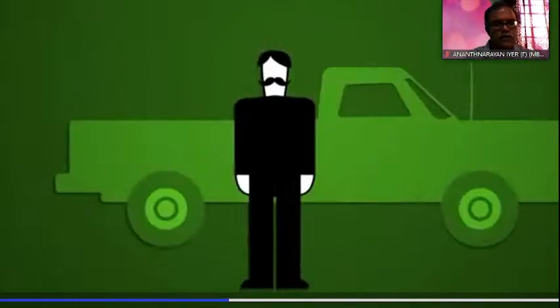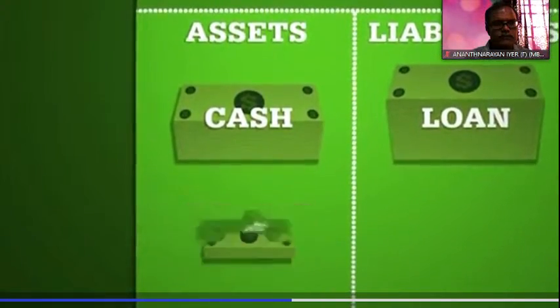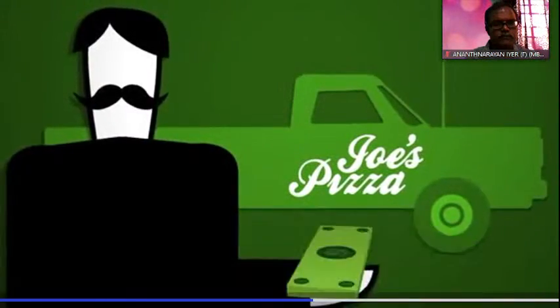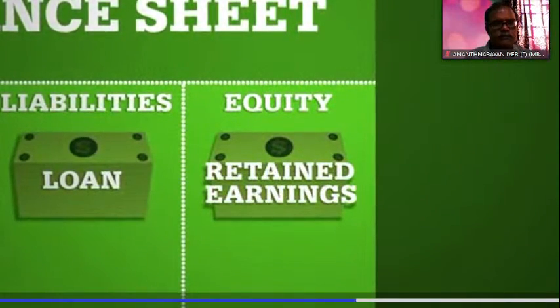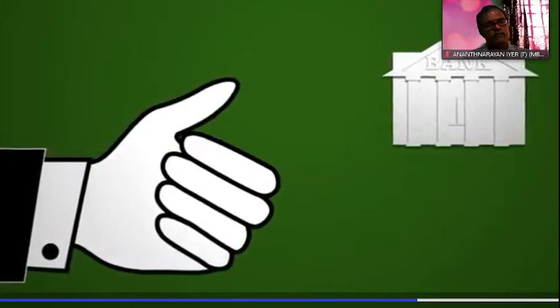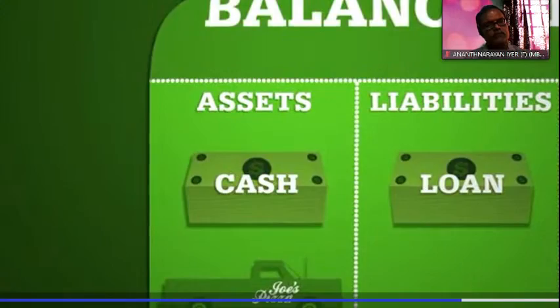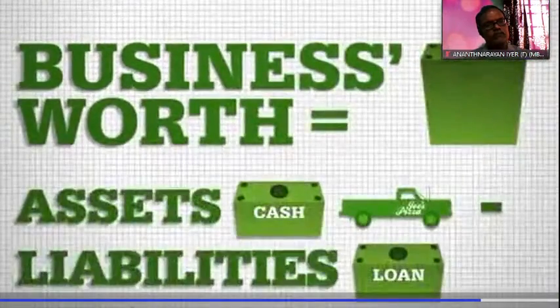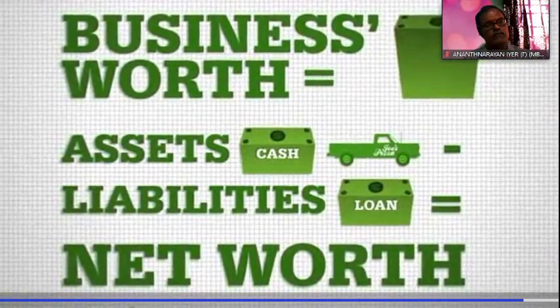Joe uses the cash to buy a truck and start his own pizza delivery service. His cash assets decrease, but that's balanced by an increase in his other assets, a new truck. As Joe delivers pizza, the profits are recorded in the balance sheet as retained earnings in the equity section. The cash from his profit is recorded in the assets section, balancing out. Every month, Joe makes a payment against his loan. He reduces his liabilities by the amount of the payment, and his cash is reduced by the same amount. To find out his business's worth, Joe subtracts liabilities from his assets. This equals the net worth of his business.